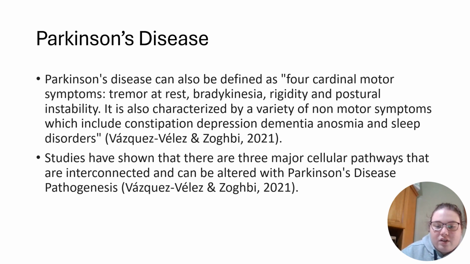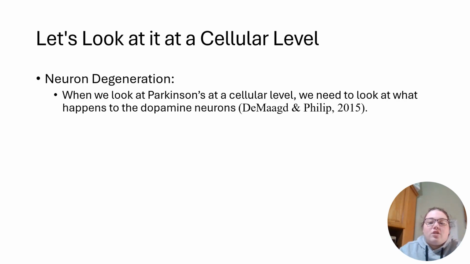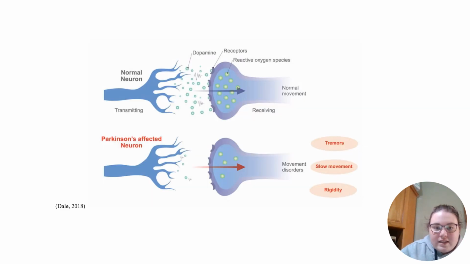Studies have shown that there are 3 major cellular pathways that are interconnected and can be altered with Parkinson's disease pathogenesis. So let's look at Parkinson's disease, but at a cellular level. At a cellular level, there is neuron degeneration. So we need to look at what happens to the dopamine neurons within the brain.